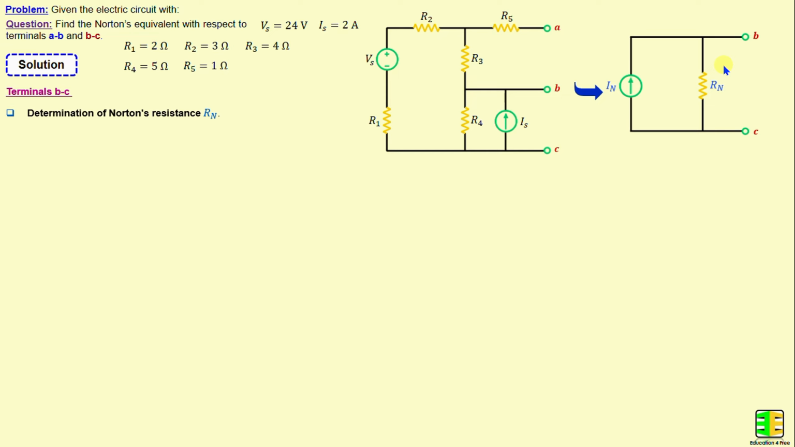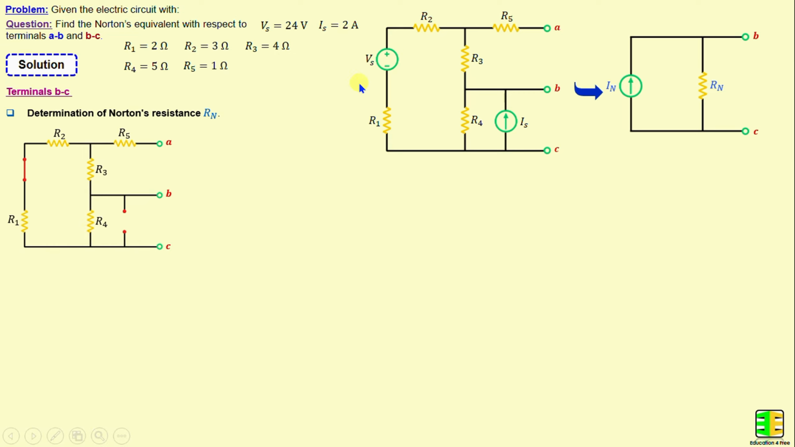This step can be done by removing all independent sources in the circuit, which means the voltage source Vs will be replaced by a short circuit and the current source Is will be replaced by an open circuit. The Norton's resistance represents the equivalent resistance between terminals B and C.